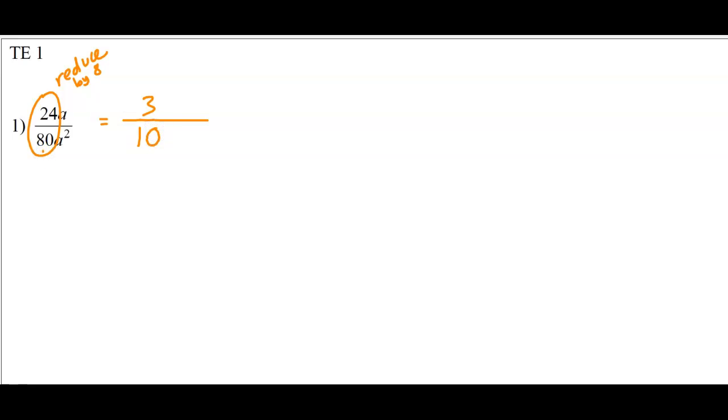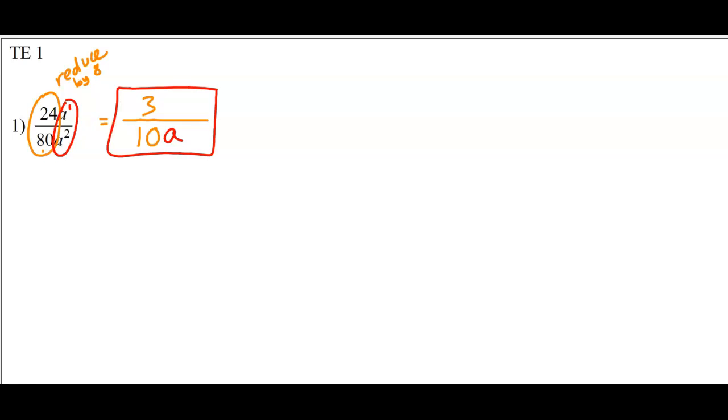But we also have our variables to concern ourselves with here. A to the first power and a squared. So what do we do with those? We subtract the powers. So 2 minus 1 is going to be 1. So it's going to be a to the first power. And where is that a to the first power going to go? Is it going to go on the top of the fraction or the bottom? Well, since the bigger one was on the bottom, it's going to go on the bottom. So here would be your final answer.